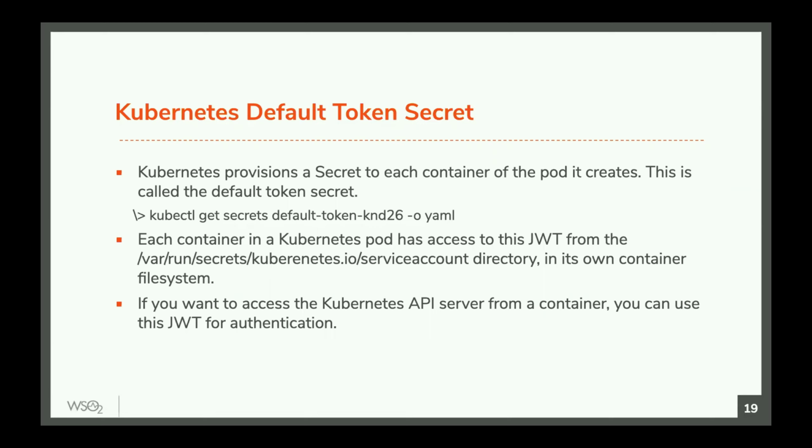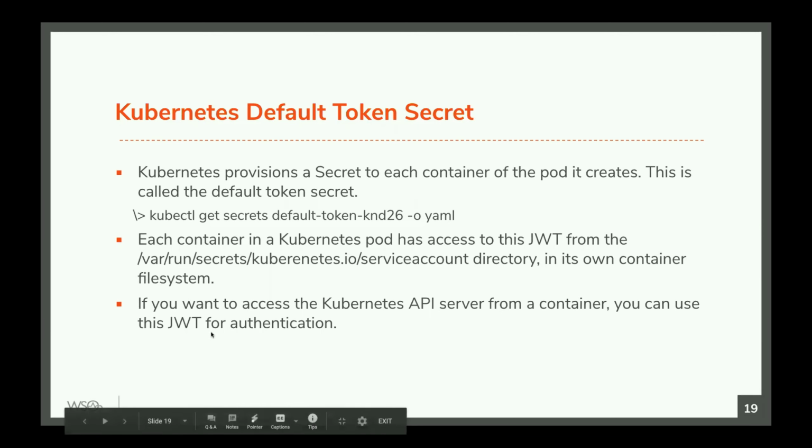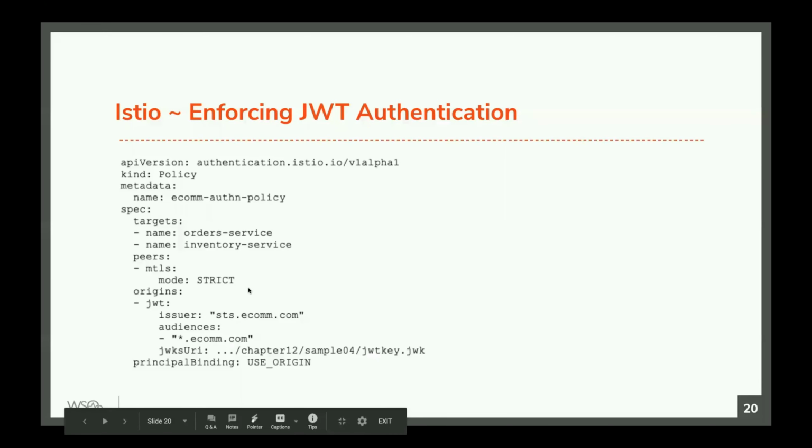So with the default token secret, whenever you create a service account, Kubernetes will create a token secret for that. And when you deploy a pod, if you don't specify a service account, then the default service account will be used to deploy that pod, right? And this particular token secret will be available to all the containers running under that pod, and they can use that JWT to access the Kubernetes API server. So let me quickly do a demo on that and show how it works.